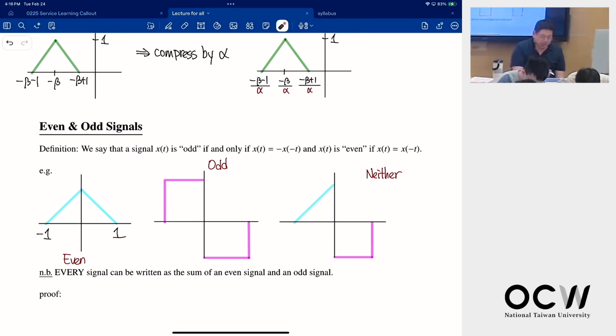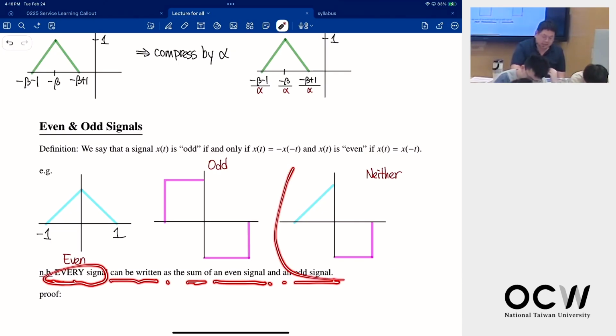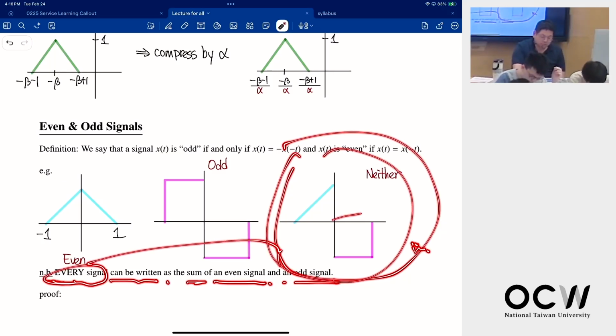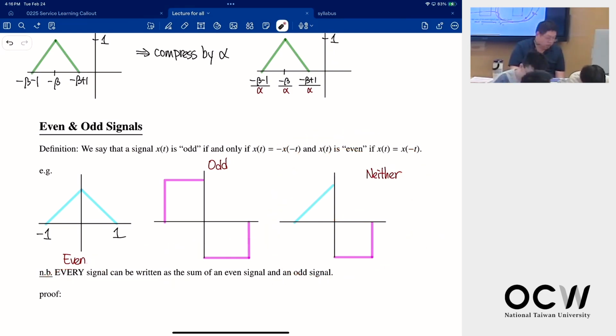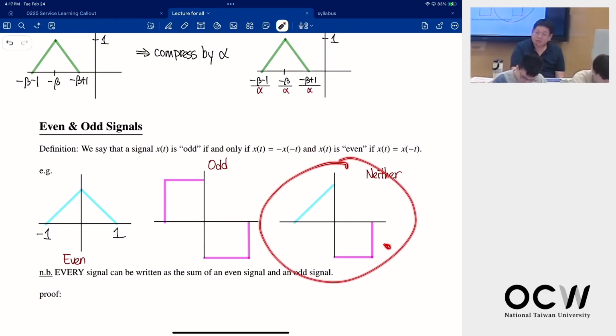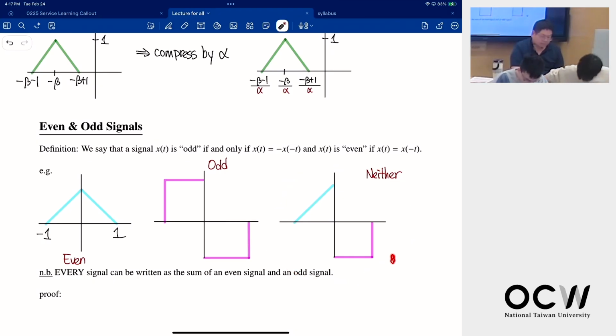But here's a note. Every signal can be written as a sum of an even signal and an odd signal. That means this is not the even signal or odd signals, but every signal can be written as a sum of even and odd signals. So why? First why? Let's do the proof. And then we'll try to figure out how do we express these signals as a sum of even and odd signals.